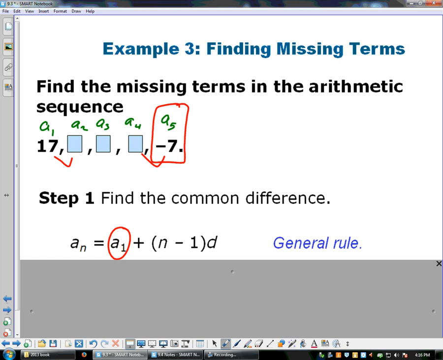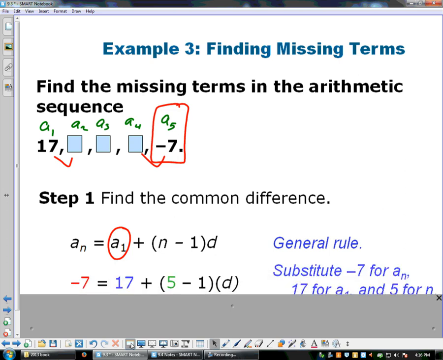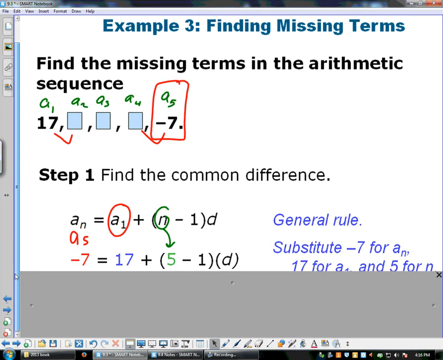So we know that the 5th term is equal to negative 7. So we're going to say a sub 5, because that's the other information we know, is equal to negative 7. In my formula then, n must equal 5. So we'll plug in the first term, 17, we'll plug in 5 for n, and negative 7 for what that 5th term is equal to.